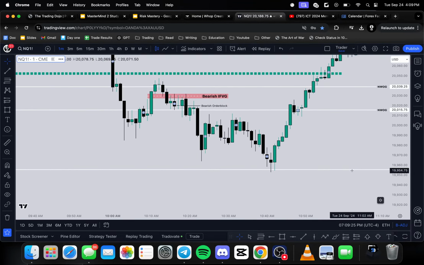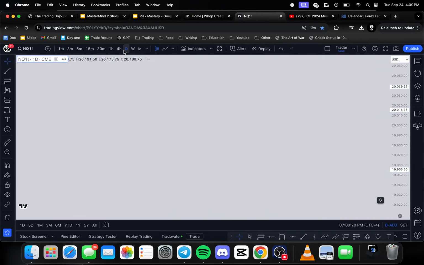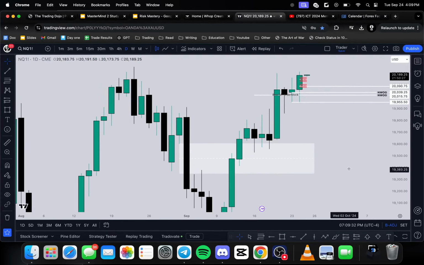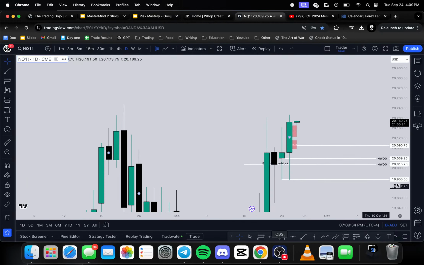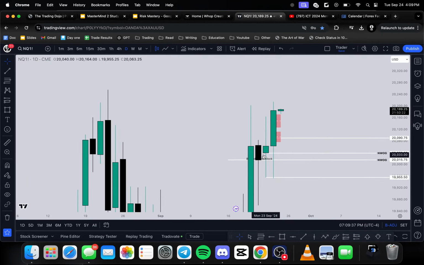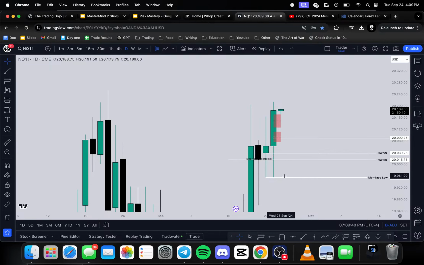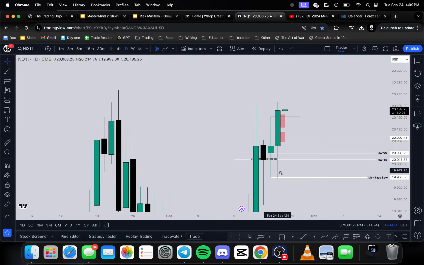I have a level marked out here. I'm not exactly sure what that is, so I'm going to go check it out. Oh, that was the previous day low. Okay. You guys see this? So this is Monday. And now we're inside of Tuesday's range. So we have Monday's low. And you can see that as soon as price swept Monday's low, we started running on Monday's high. And that was Tuesday's entire range. You guys see that? Tuesday swept Monday's low and Monday's high.